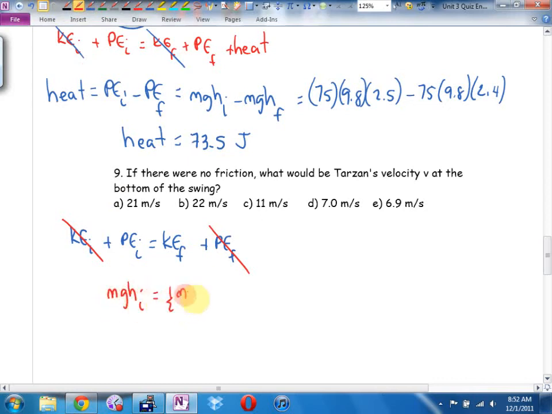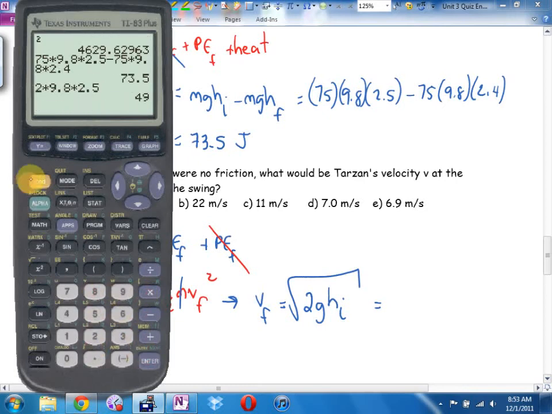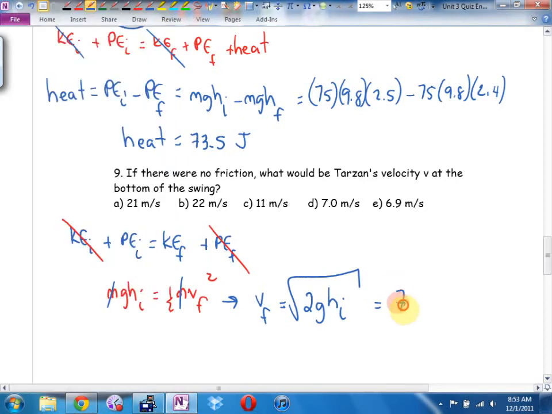Now this time, as it turns out, the masses do cancel because we're ignoring friction. Yay! In fact, I think v final is going to be the square root of 2gh initial. I think it's going to be 2 times 9.8 times 2.5. Oh, square root of 49. Is it exactly 7? 7.